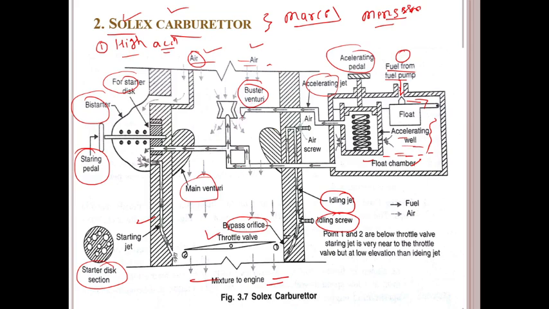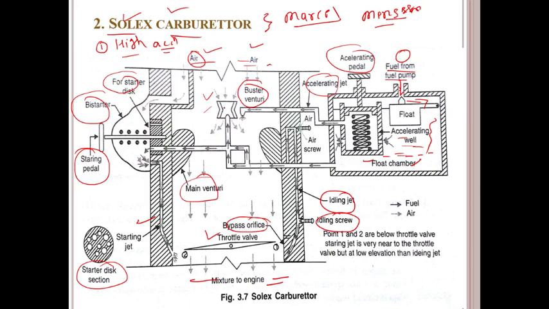These are some of the construction parts. If you observe the diagram, the pump jet, fuel pump, float chamber, air, all of these are part of the construction. So these are the working parts of the Solex carburetor. This is a simple diagram. In different situations, the Solex carburetor works differently.